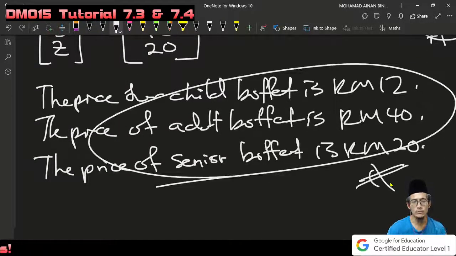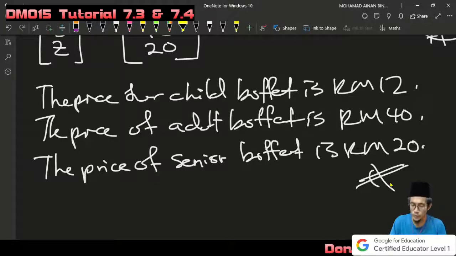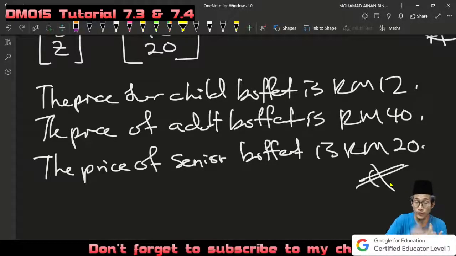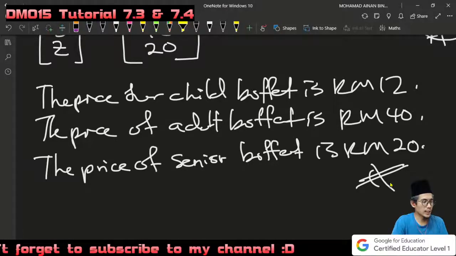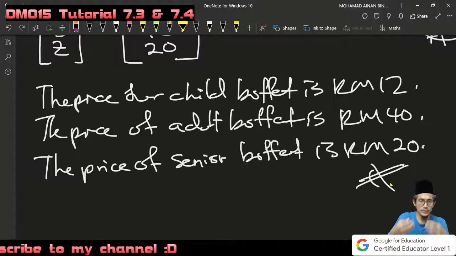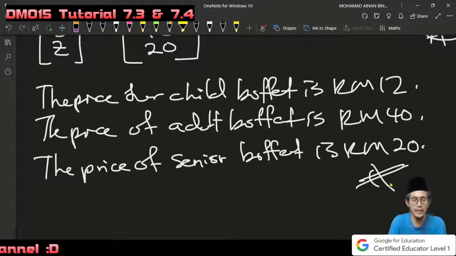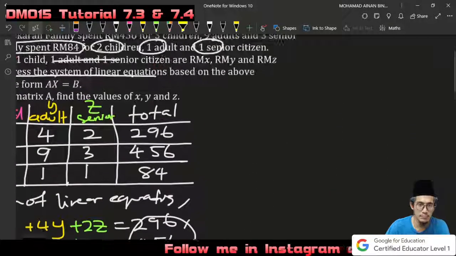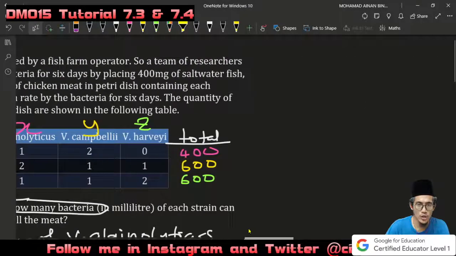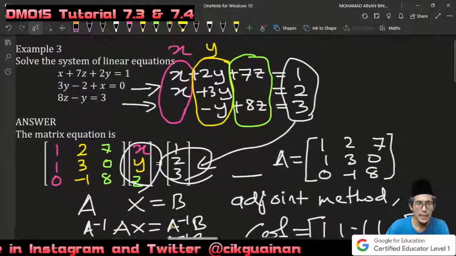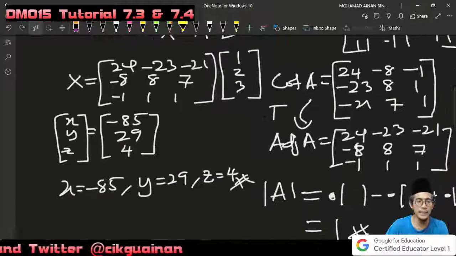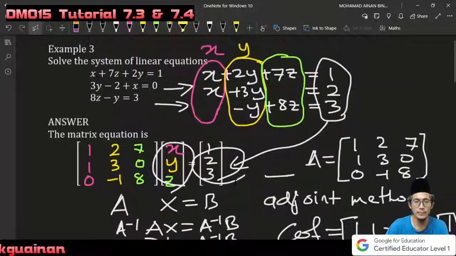Get used to writing the full version of the question. So you have to know what the question is about. If the question says XYZ is about adult buffet price, you must state each one. If it's about the weight of a chicken, a meat, a fish, state each one. If it's the quantity of students, state each one. Okay, if it doesn't say what XYZ is, for example, questions that just ask you to solve. Where are the questions that just ask to solve? This one, Example 3. In Example 3 you just write X equals, Y equals, Z equals, because we don't know what X is, what Y is, what Z is. Okay?